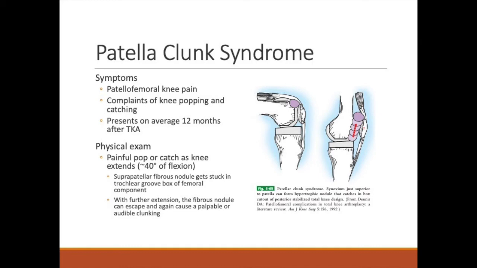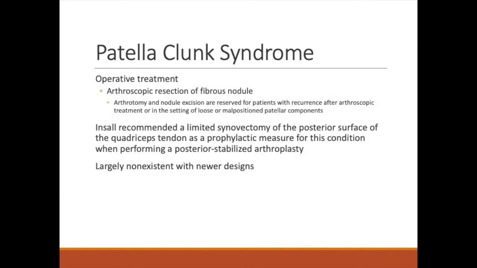Physical exam will reveal that pop or catch as the knee jumps from 40 degrees of flexion to extension. The suprapatellar fibrous nodule gets stuck in that trochlear groove box, and with further extension the fibrous nodule escapes abruptly as the tension increases. Operative treatment includes arthroscopic resection of the fibrous nodule.